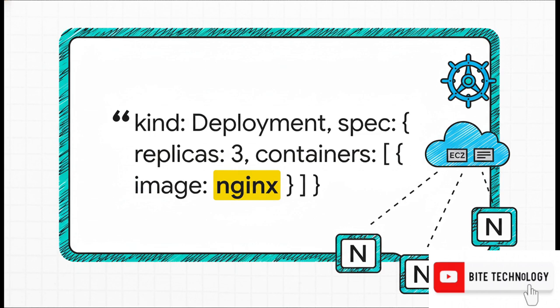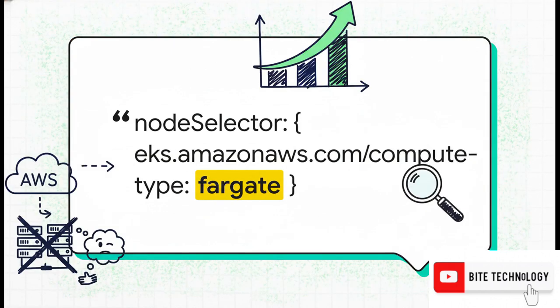Pretty straightforward. Okay, now, watch this. This is the cool part. To run that exact same deployment on Fargate, all we do is add this one little snippet right here. It's a node selector that basically says, hey, EKS, use Fargate for this. That's it. That is the only change. With just that one line, you basically told AWS, servers, that's your problem now. It's kind of amazing how powerful that is.